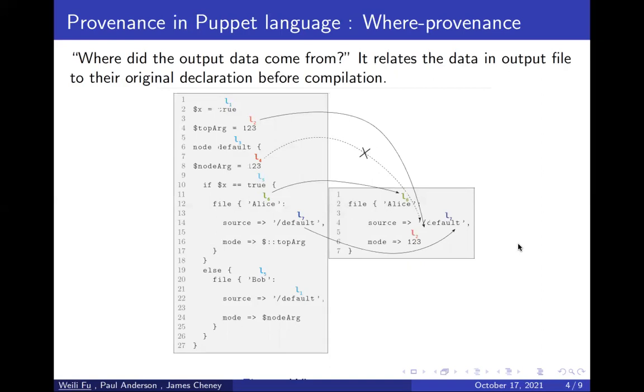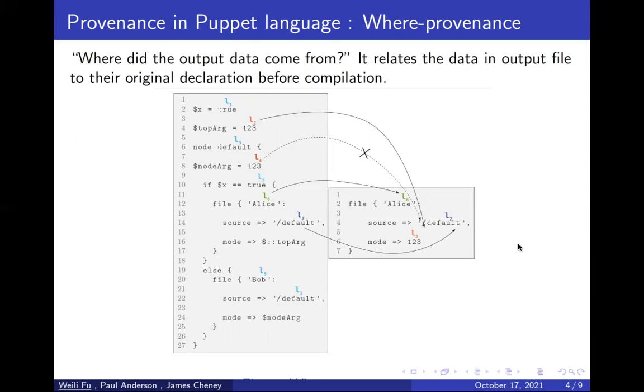To realize the provenance technique, we chose the Puppet language and formalized the semantics of its core subset by operational semantics. We modeled three provenance models: where, expression and dependency provenance, to record different information of output data. Let's see examples of those models on the Puppet language.